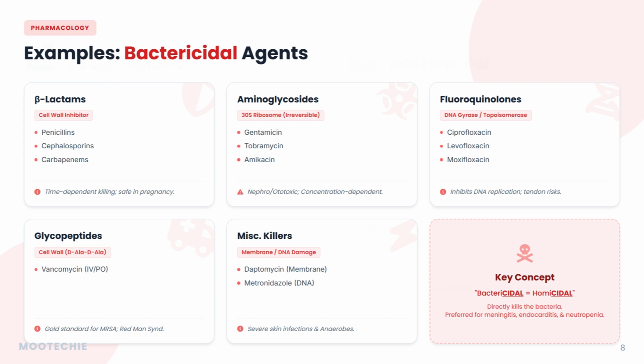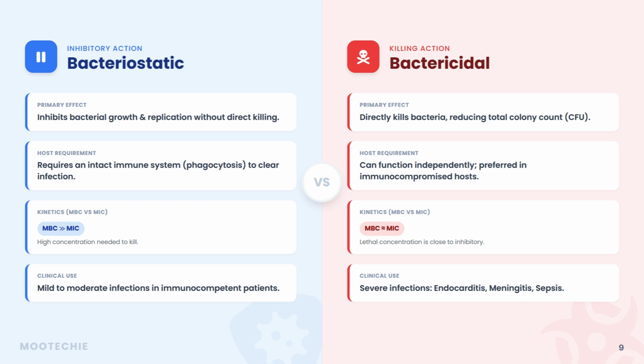This slide presents a direct comparison. On the left, under inhibitory action, bacteriostatic, its primary effect is to inhibit bacterial growth and replication without direct killing. The host requirement is an intact immune system to clear the infection via phagocytosis. For kinetics, the MBC is much greater than the MIC, meaning a high concentration is needed to kill. Therefore, its clinical use is for mild to moderate infections in immunocompetent patients.